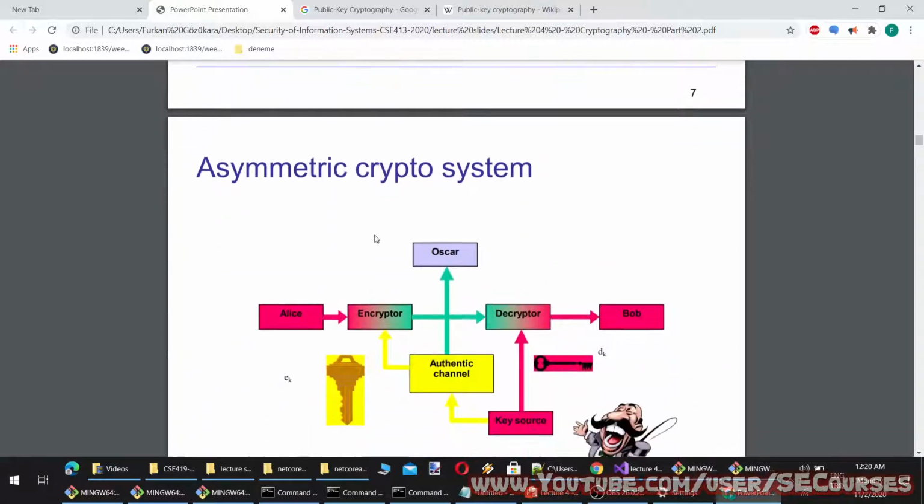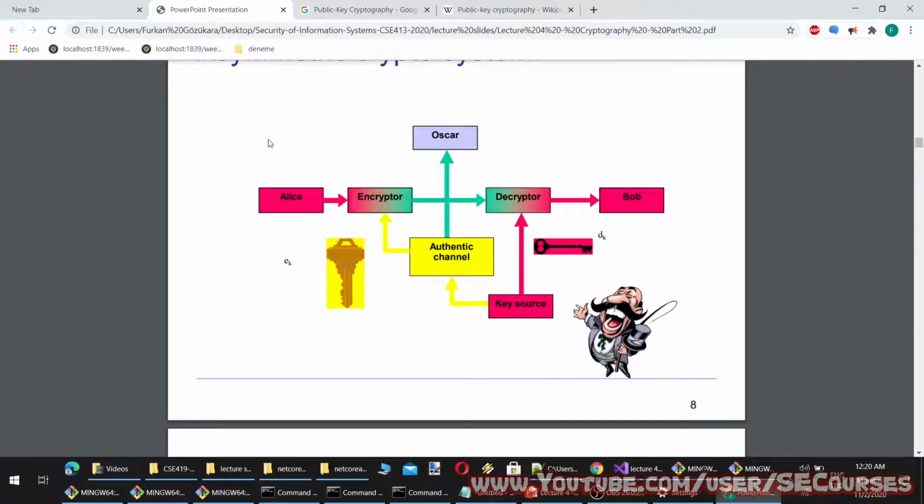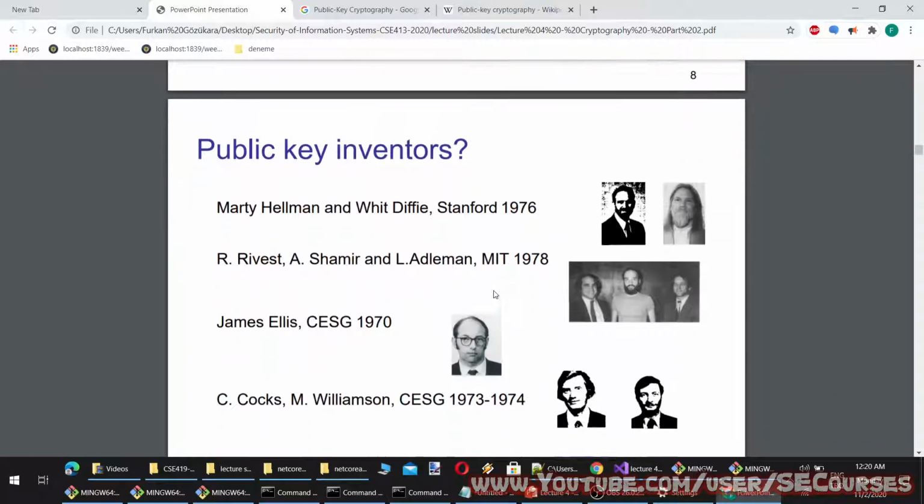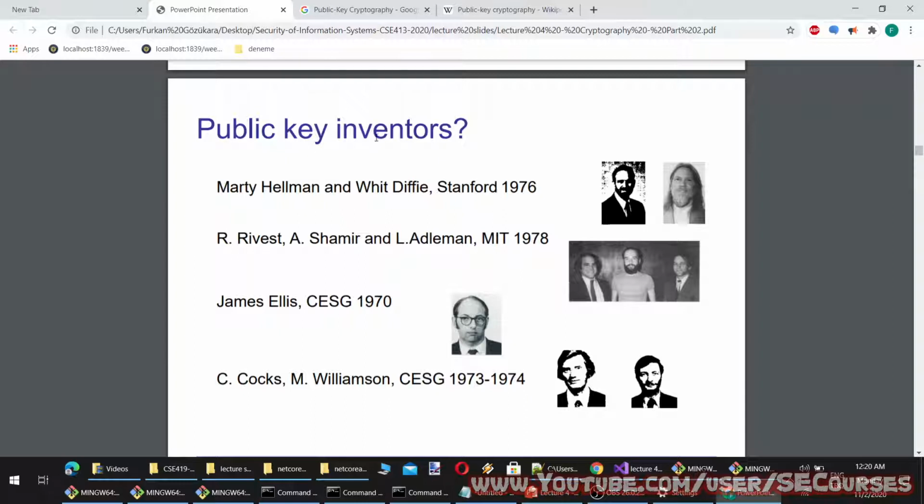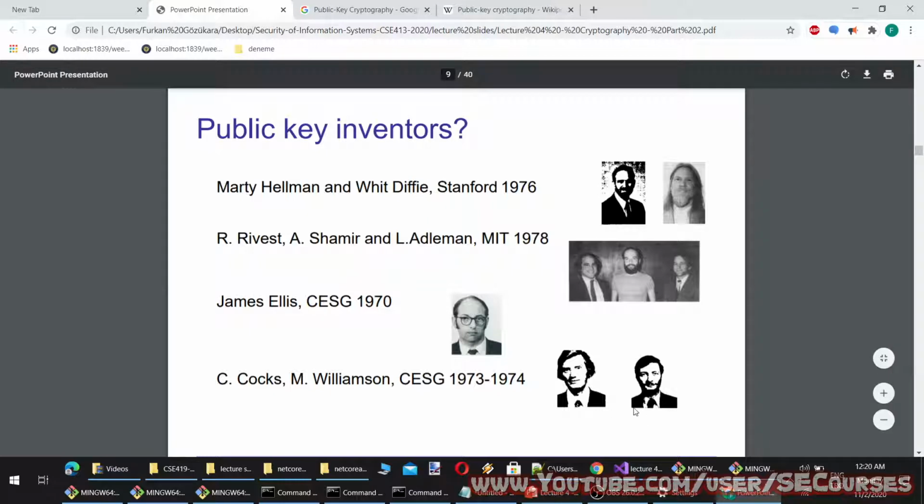Okay, so with an asymmetric cryptosystem, Alice uses an authentic channel to get a public key, encrypts the message with the public key, and Bob uses a private key to decrypt the message. Okay, so there are public key inventors. As you can see, there are several inventors of public key.